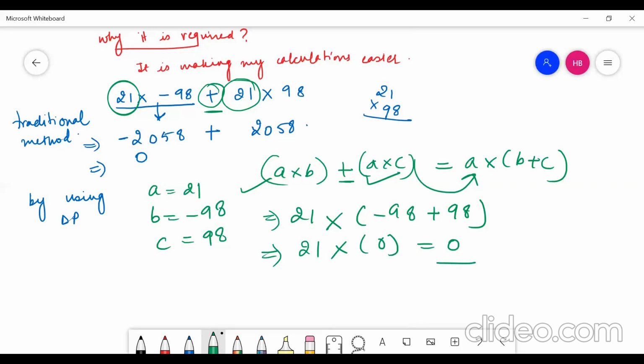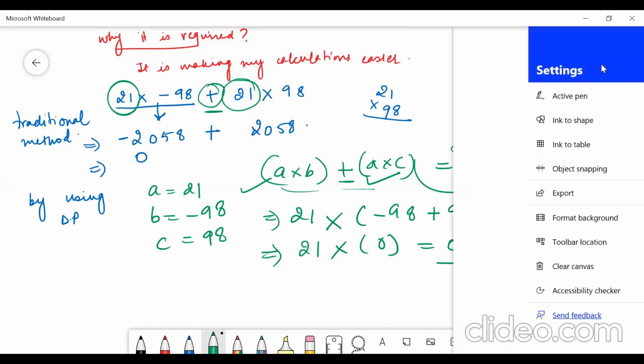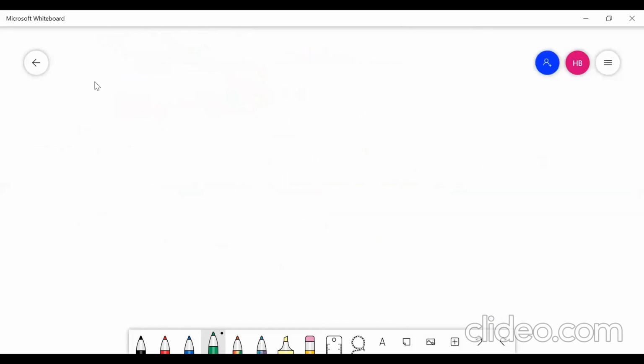This is one way, where we reduce the expanded form into this concise form. Whenever you see the expanded form of the distributive property, you know how to write it in a concise format and then solve it, because it makes our calculation a lot easier. This was still an easier question. Let me take another question for you to check how helpful distributive property is.